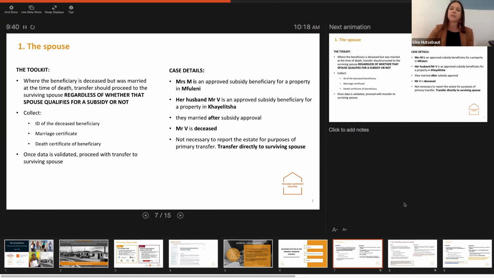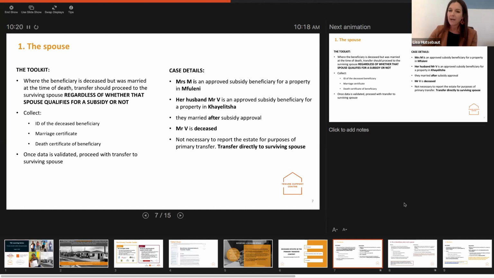V, and he was an approved subsidy beneficiary for a different property in Khayelitsha. And they had married after their subsidies were approved. So they both qualified, each in their own individual right, on the basis of single with dependents, but they happened to get married before the primary transfer of the Khayelitsha property could happen. So Mr. V then passed away, and basically our process suggests, well, had they been married at the time, or had the state been able to pass transfer timeously, they would have passed transfer to Mr. V before he passed away.